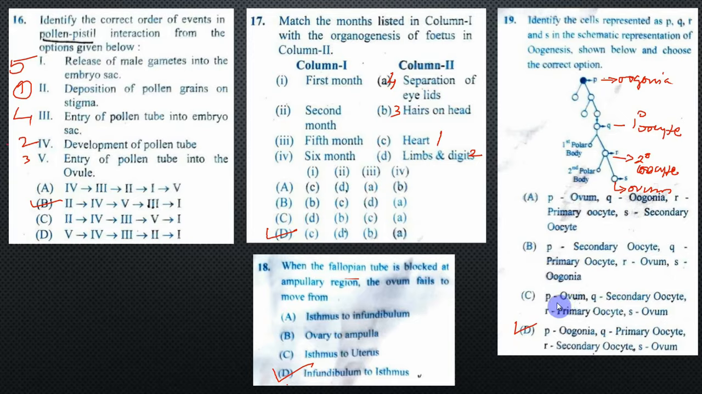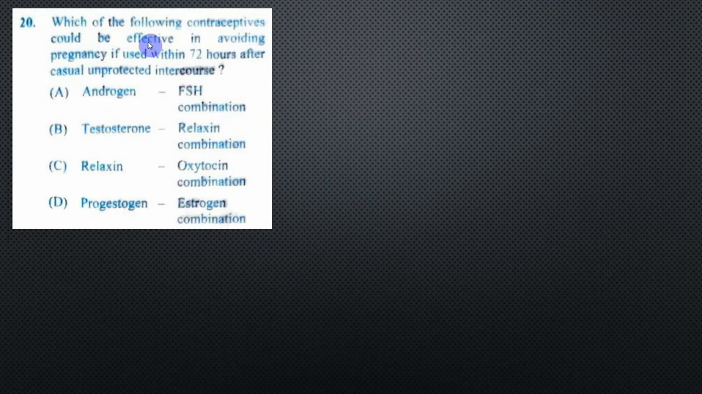All right, let us move on to the next set of questions. Which of the following contraceptives could be effective in avoiding pregnancy if used within 72 hours after casual, unprotected intercourse?